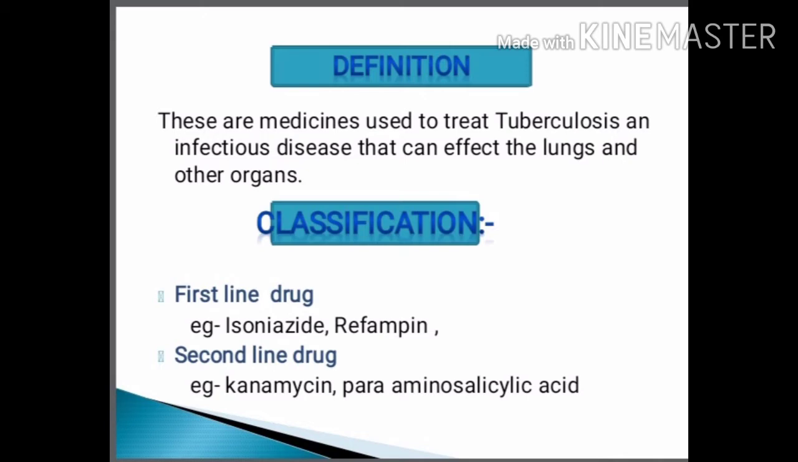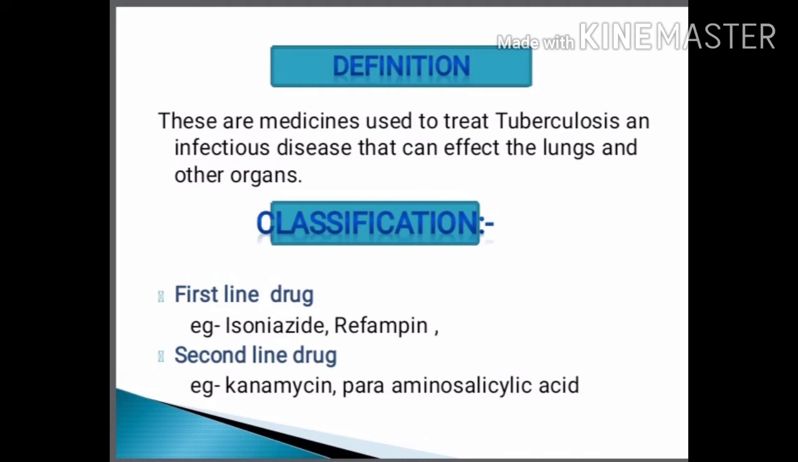Your first line drugs have been classified into this group: isoniazid, rifampin, rifabutin, rifapentine, ethambutol, and pyrazinamide. Your second line drugs are the medications which should only be used in a patient who is unable to tolerate the first line medication, or in case of an organism resistant to the first line medication.